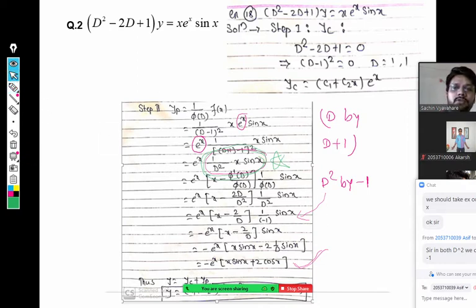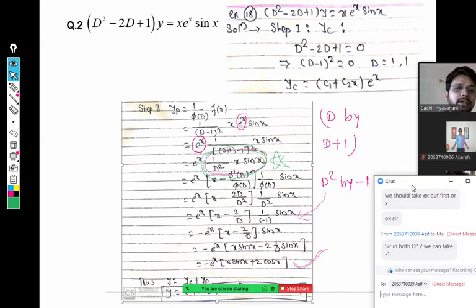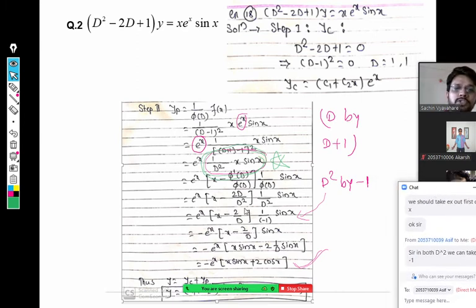Okay, who is asking this doubt? Asif is asking, can we replace d square by minus 1 in both? Yes, you can replace. You can replace here d square by minus 1, this d square by minus 1, and then you take derivative of sin x. You are going to get the same answer. Because d is a derivative operator and 1 by d is integral operator. So go by any of the ways. You can replace both d square by minus 1. Not a problem. Clear, Asif? Yes, sir. Okay, good.